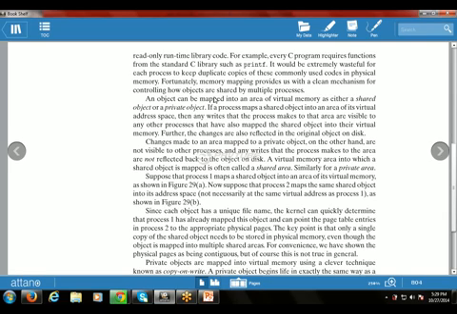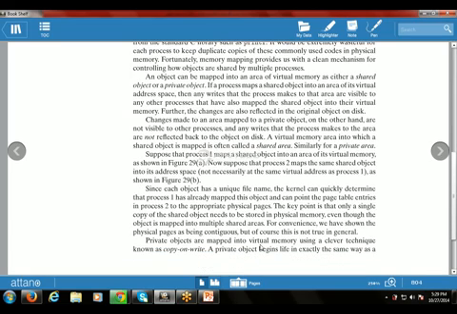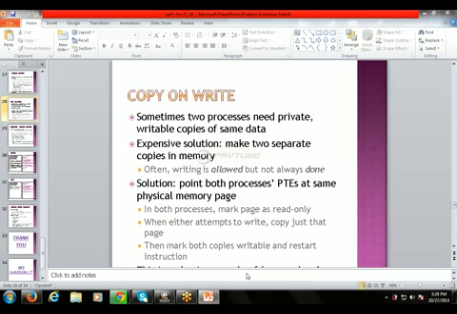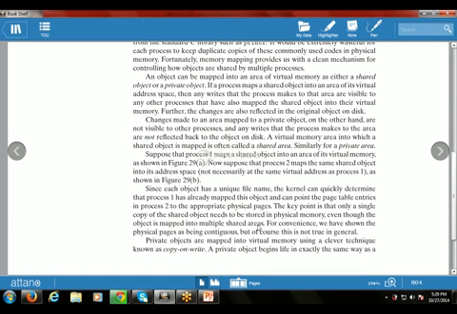Now, what is a shared object? It is an object that can be shared, on the basis of which we can share the object and map it to the next area. That is known as the shared area. Private objects are mapped using a clever technique known as copy on write. This is the technique, copy on write, that is used for the private area.